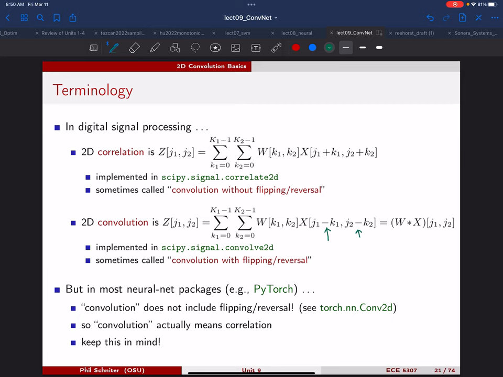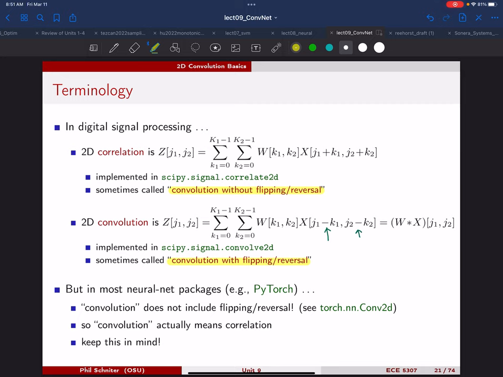If you've taken 5200 or some signal processing class, maybe even 3050, which talks about convolution, convolution is always flipping and sliding. That flipping is manifested by these negative signs. So really, the difference between correlation and convolution is whether you flip or not. For that reason, sometimes people refer to this as convolution without flipping or convolution with flipping.